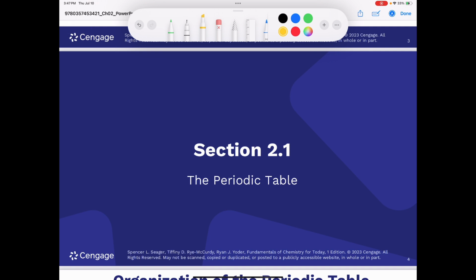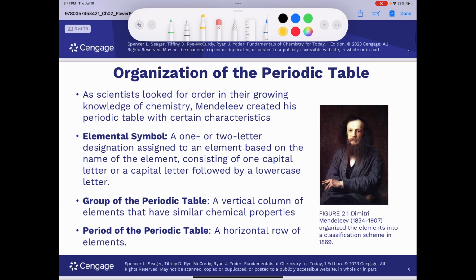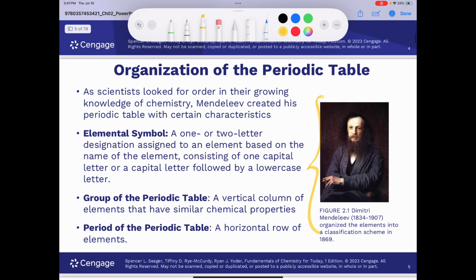So let's start by digging into the periodic table. And how is the periodic table organized? Well, as scientists looked for order in their growing knowledge of chemistry, Mendeleev, who was a Russian scientist, created his periodic table with certain characteristics. And so Dmitry Mendeleev, when he published the first periodic table, out of the 118 elements that we know in the periodic table, he knew a little less than half, I think. So maybe somewhere around 60 elements or something like that, right?